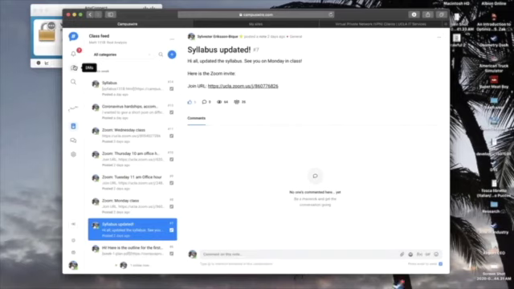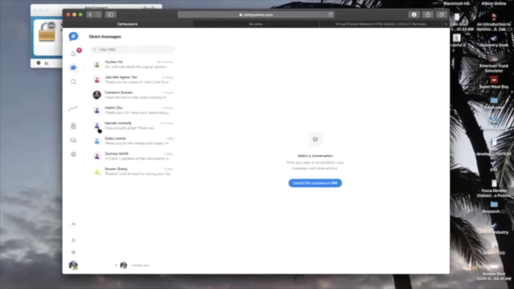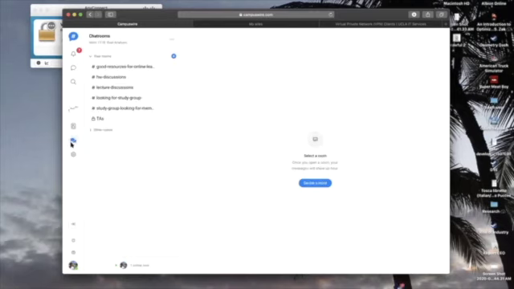Now, another feature that I would like to highlight is direct messages. You can send direct messages to me, and those you can use if you have a specific question about anything. You can use them as a substitute for emails.